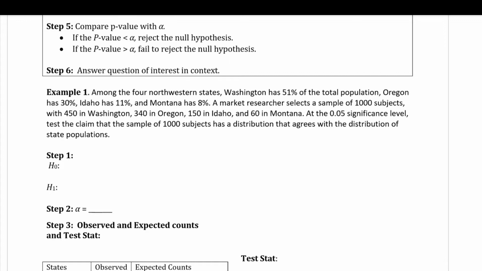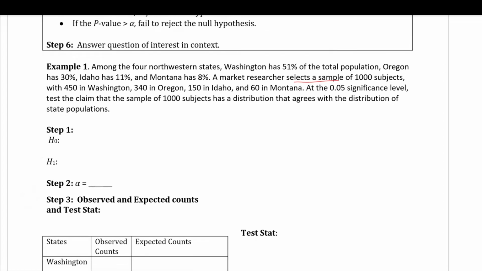All right, so the only condition that we need to deal with is that the data is selected randomly. Safe to assume so, I would say. So let's start with the claim statement. We really need to know what we're talking about here. If we can identify that claim statement, then we can proceed. It says, test the claim that the sample of 1,000 subjects has a distribution that agrees with the distribution of the state populations.